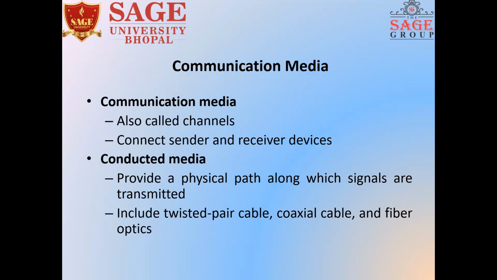So what is communication media? Communication media are also called channels. They connect the sender and receiver devices. Connected media provide a physical path along which signals are transmitted and include twisted pair cables, coaxial cables, and fiber optics. Twisted pair cable plays a very important role nowadays, and coaxial cable is very useful to communicate and transfer data. Fiber optics is very useful and very fast for communicating data between receiver and sender. So this is all about communication media.